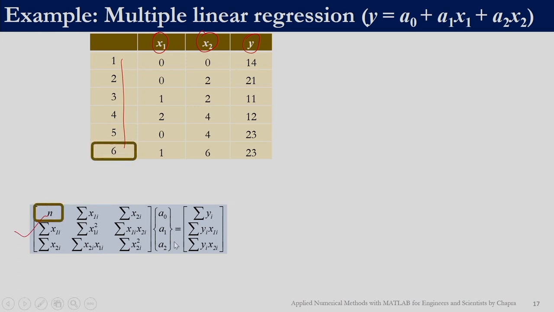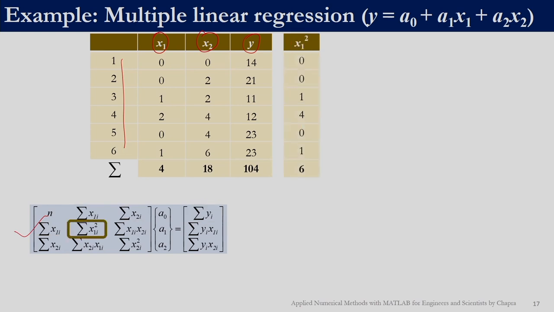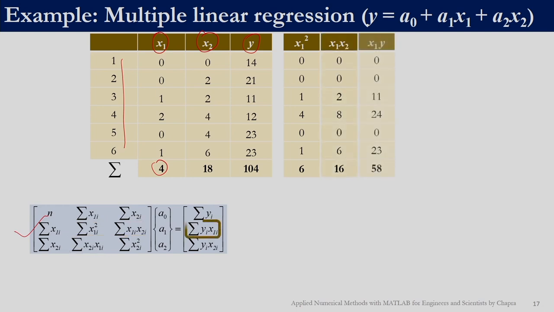In this case, n is 6, the summation of x1 is 4, the summation of x2 is 18, the summation of y is 104, and the summation of x1 square is 6. Remember, again it is not 4 square, right? Each element has to be squared and then their sum has to be taken, right? The summation of x1i x2i is x1 into x2: 0 into 0, 0 into 2, 1 into 2, 2 into 4, 0 into 4, 1 into 6, right? And then we need to sum it up, right?